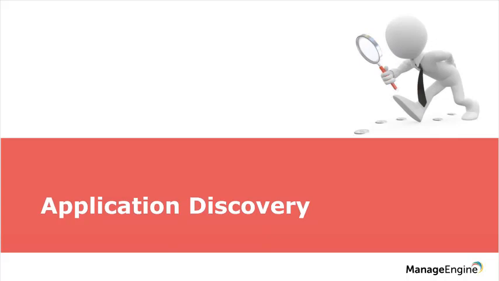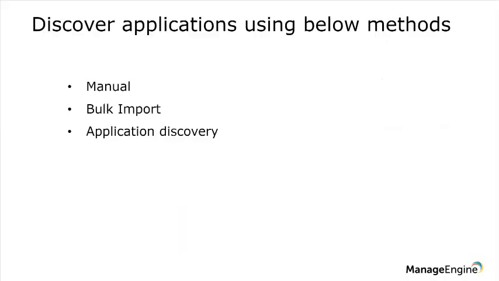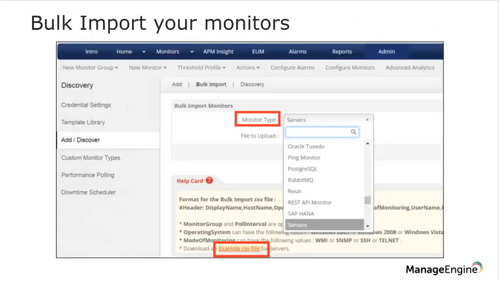Now, once downloaded and ready to use, the first thing that Bob wants to do is to discover all the applications that he wants to monitor. Bob can select from the available options to add the monitor in Applications Manager. The first option is manual, which is to add one monitor at a time. Second, bulk import to add similar monitors. And the third is application discovery.